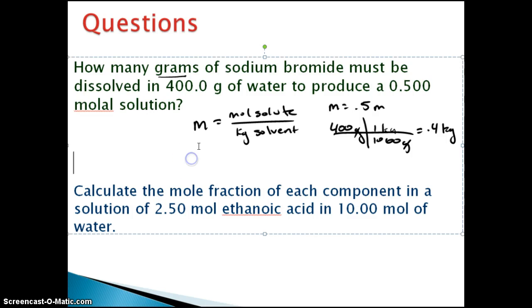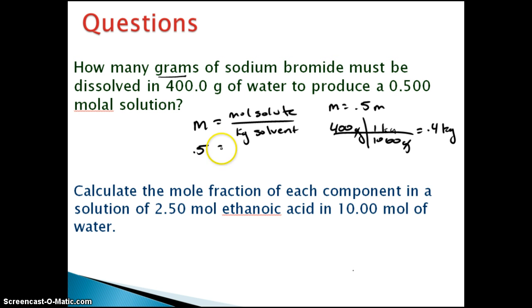So we know that the molality is 0.5. And we don't know the moles of solute, but we do know that there are 0.4 kilograms of solvent. So we end up with 0.5 equals x over 0.4. We multiply both sides by 0.4, and we get that 0.2 equals x. Now, x is going to come out in moles of solute, so that's 0.2 moles.